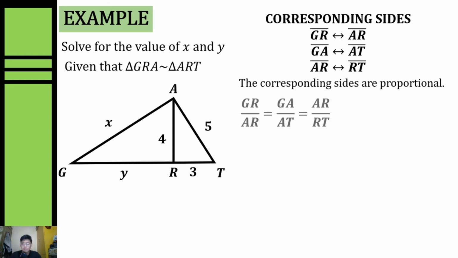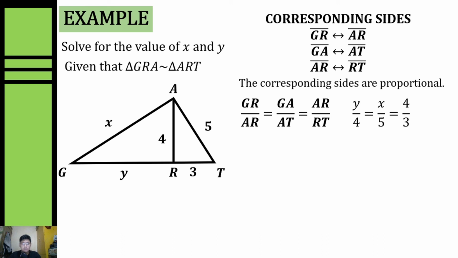Alright, since they are similar triangles, we can say that their corresponding sides are proportional. So we can formulate our equation. GR over AR is equal to GA over AT is equal to AR over RT. Alright, then let's substitute our givens. We have Y over 4 is equal to X over 5 is equal to 4 over 3.